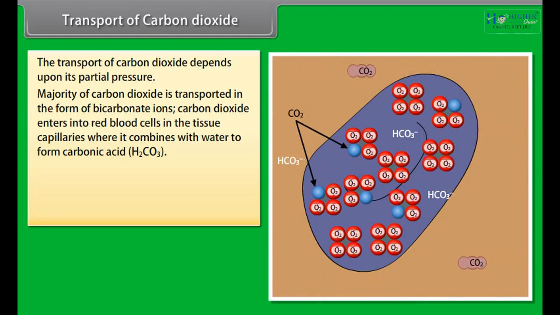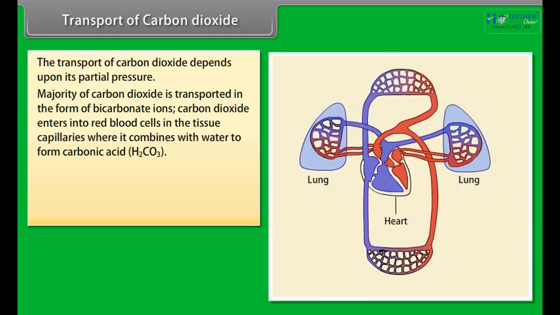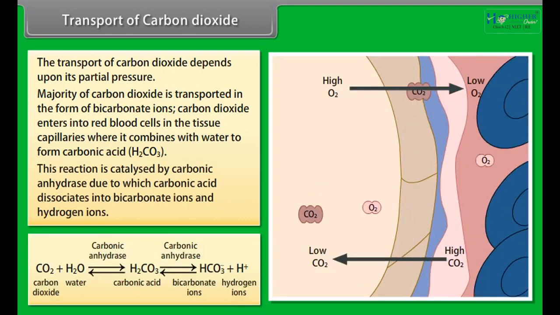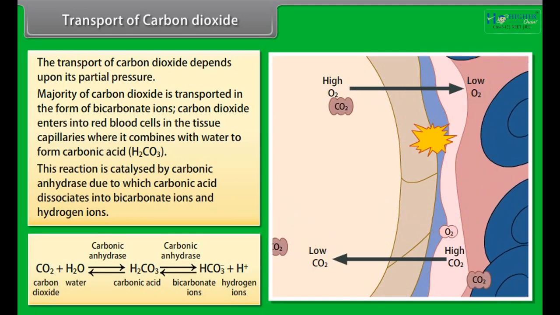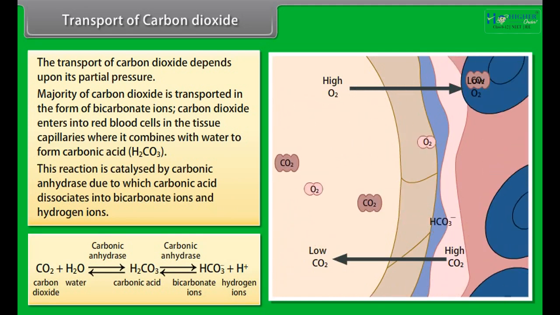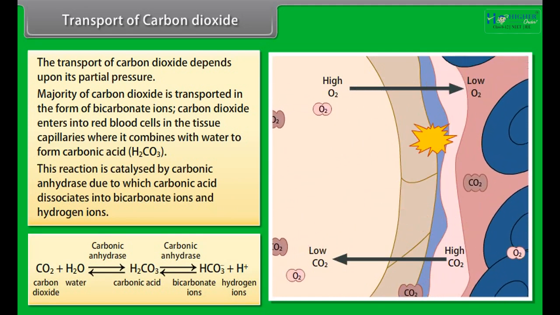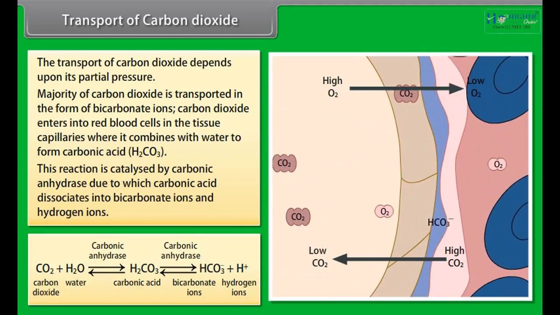Carbon dioxide enters into red blood cells in the tissue capillaries, where it combines with water to form carbonic acid. This reaction is catalyzed by carbonic anhydrase, due to which carbonic acid dissociates into bicarbonate ions and hydrogen ions.